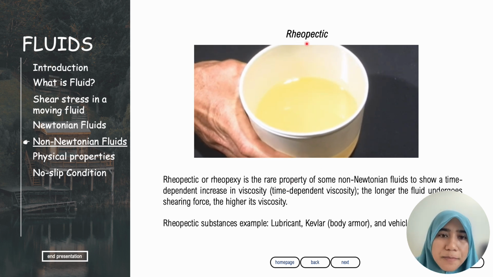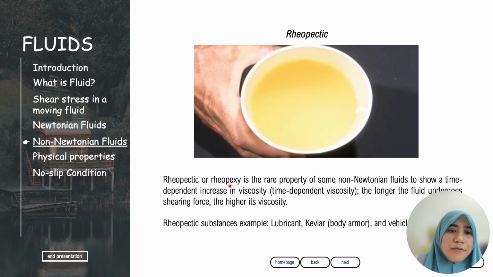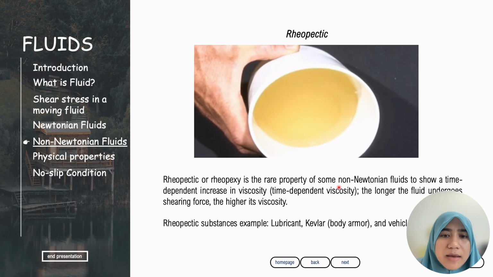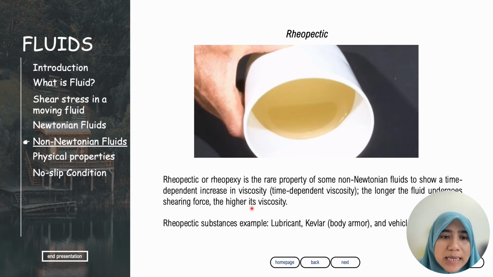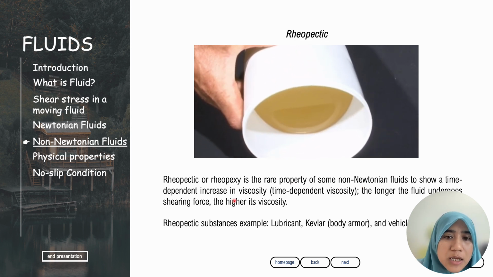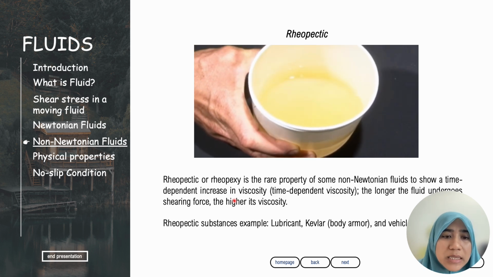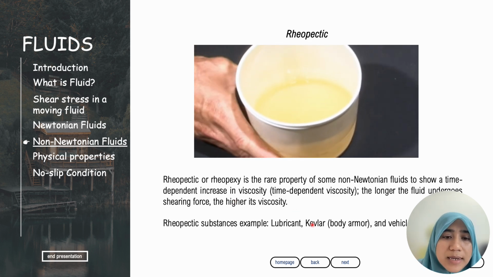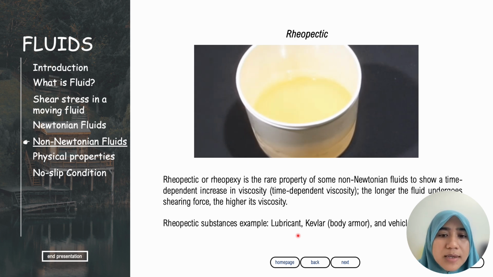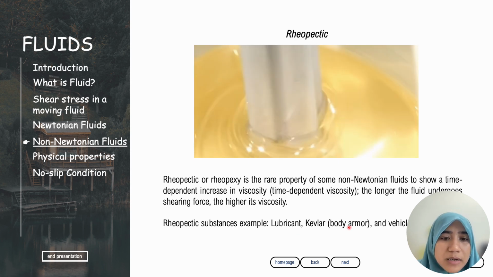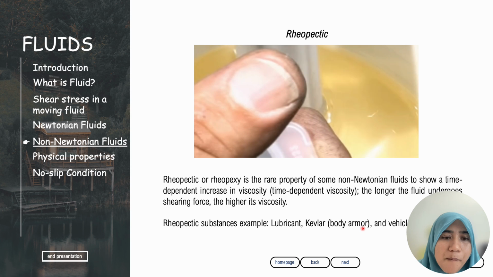Okay, lastly, the rheopectic. Rheopectic is the rare property of some non-Newtonian fluids to show a time-dependent increase in viscosity. So the longer the fluid undergoes shearing force, the higher the viscosity becomes. There are other examples such as lubricants and body armors.